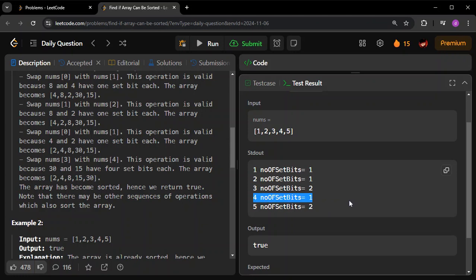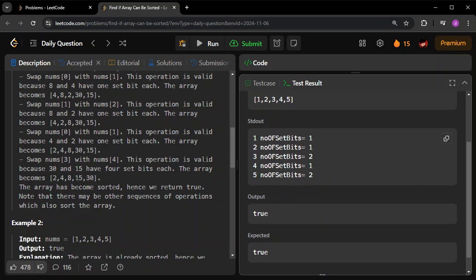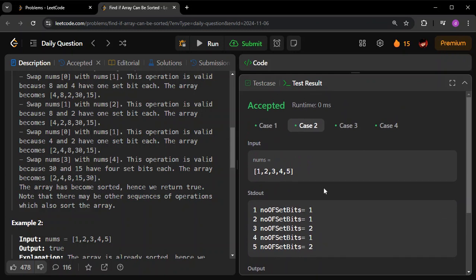Next, again we are going to the next segment. Are all the elements in this segment greater than the last segment's highest element? Yes, that is happening because 4 is greater than 3, right? Again we are changing the segment. Are all the elements in this segment greater than the highest element of the last segment? Yes, because 5 is greater than 4. So here we had multiple segments, but finally the answer is true because everything is getting satisfied.